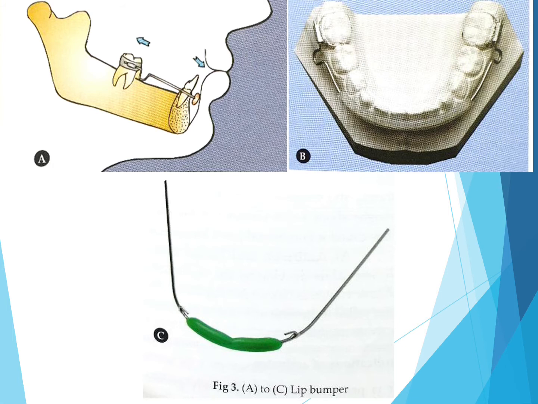And then figure 3c shows a custom-made lip bumper. So it comes in a thick wire, with acrylic added at the anterior portion. Then it will be attached to the molar tube, and adjusted to the perfect length intraorally.